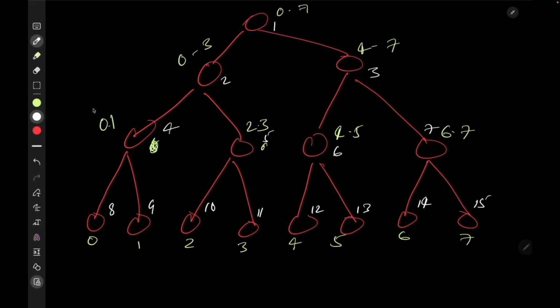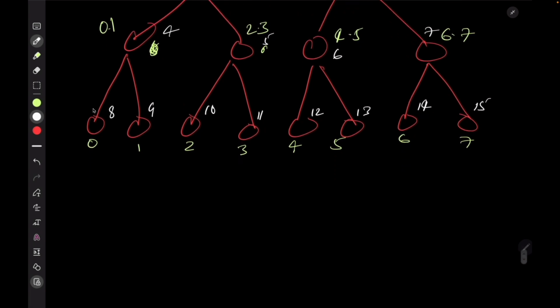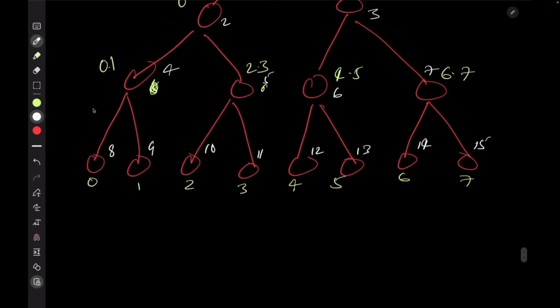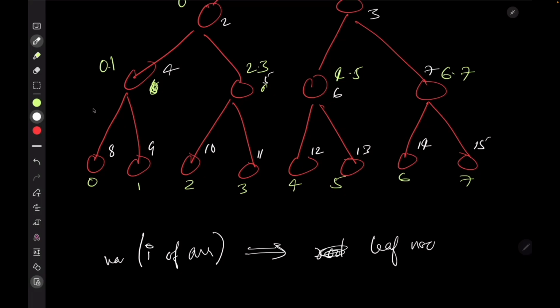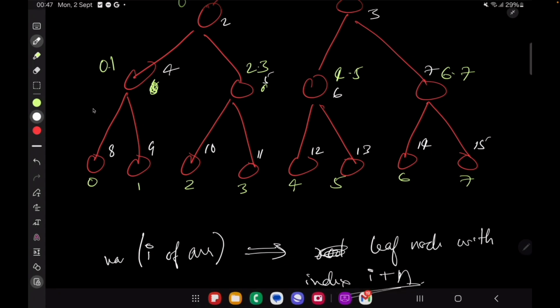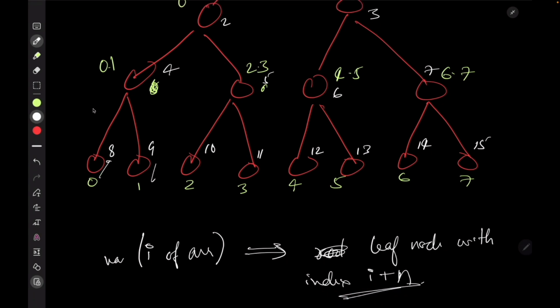For an array of size n, the value of index i of the array will be stored at the leaf node with index i plus n. That is, for 0 it is 8, for 1 it is 9, for 2 it is 10, for 3 it is 11, and so on. For 7 it is 15.